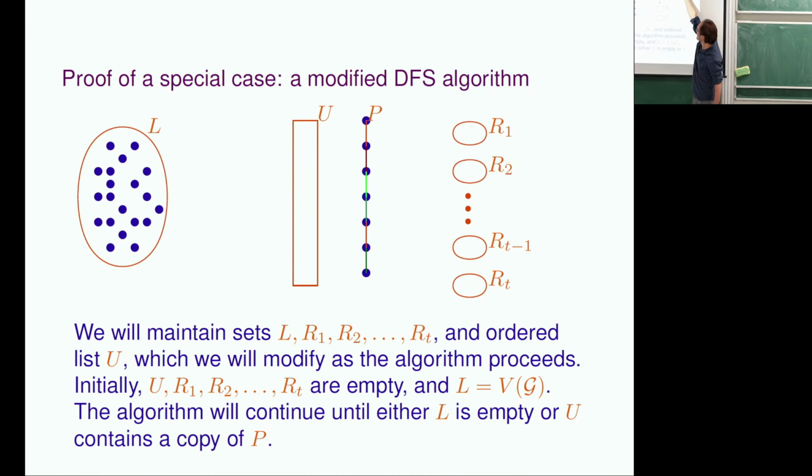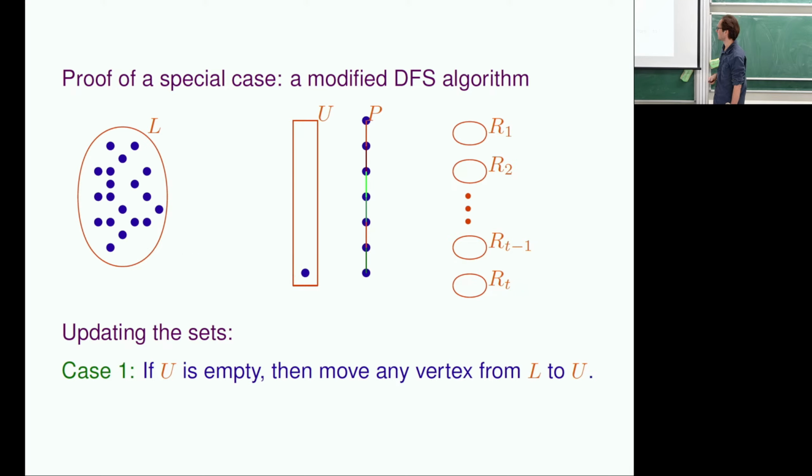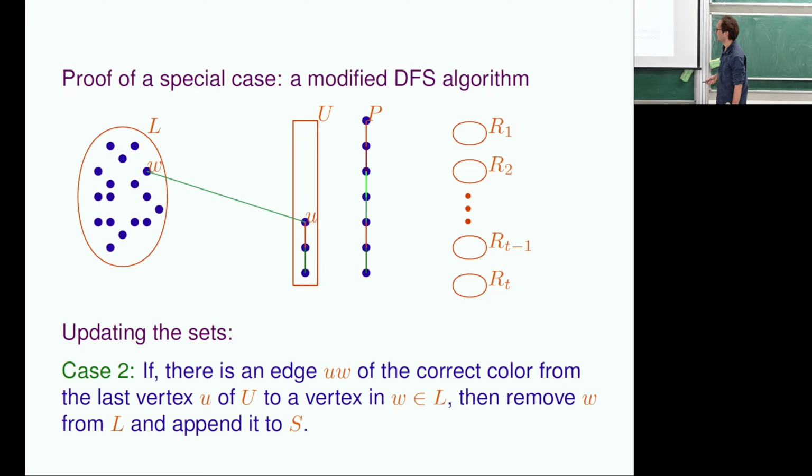And then we have t different sets, R1 to Rt, on the right. Initially they're empty. So the first step of the algorithm: U is empty, so we remove a vertex from L to U. We don't care which one. So now we have a vertex in U.